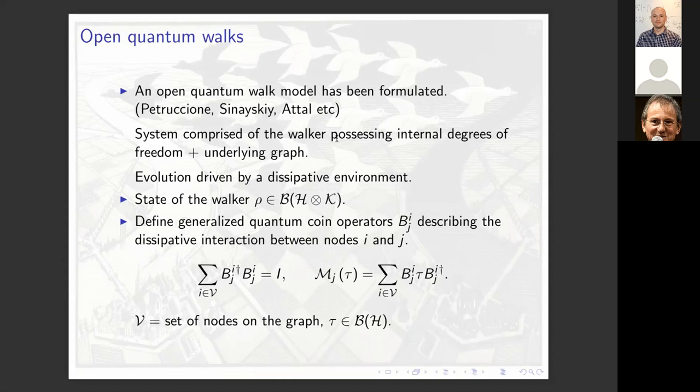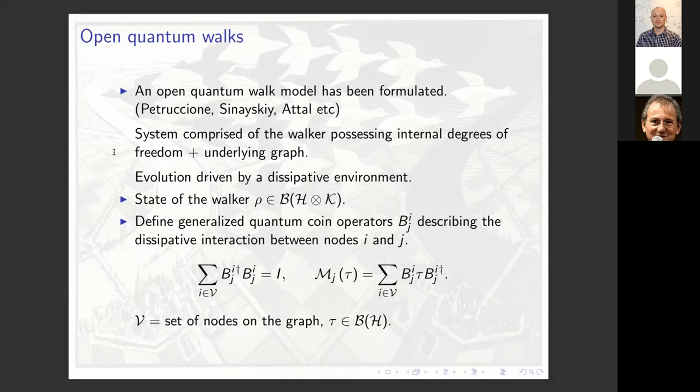Now, in some really nice papers by Francesco and Ilya, and some friends in France, some open quantum walk models have been formulated. So what's happening here is you have a system, and it's comprised of the walker, possessing some kind of internal degree of freedom, as well as the underlying graph, or the underlying lattice, whatever you want to describe it to be. That's going to be the system. It's the walker with the internal degree of freedom and the underlying graph, and the evolution is driven by some kind of dissipative environment.